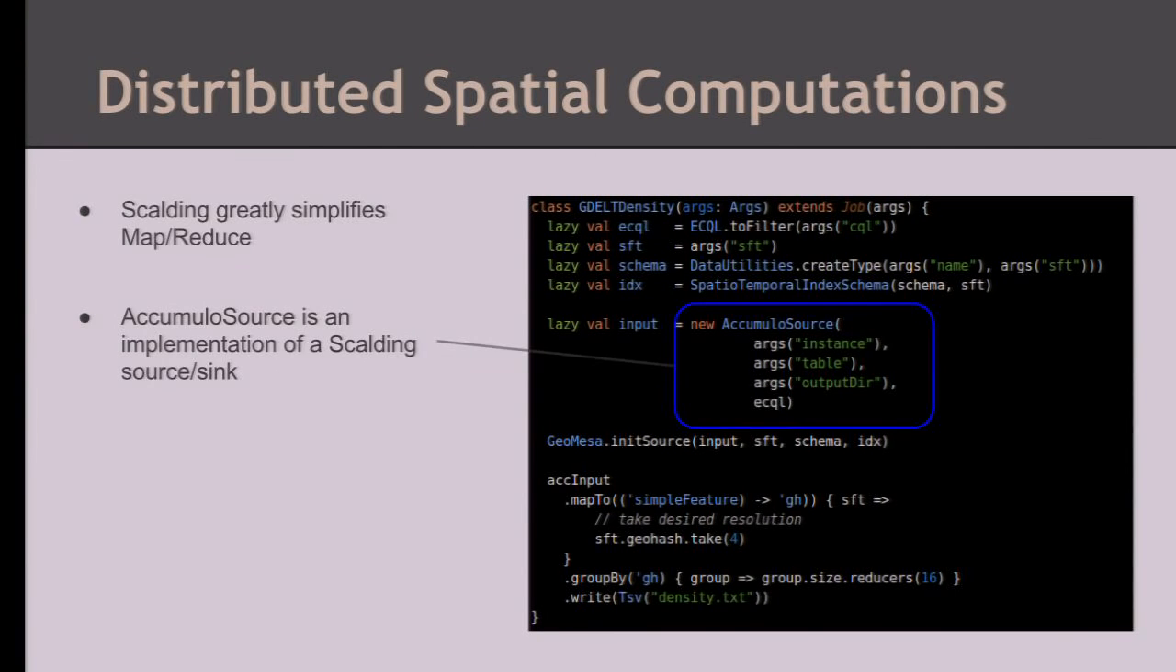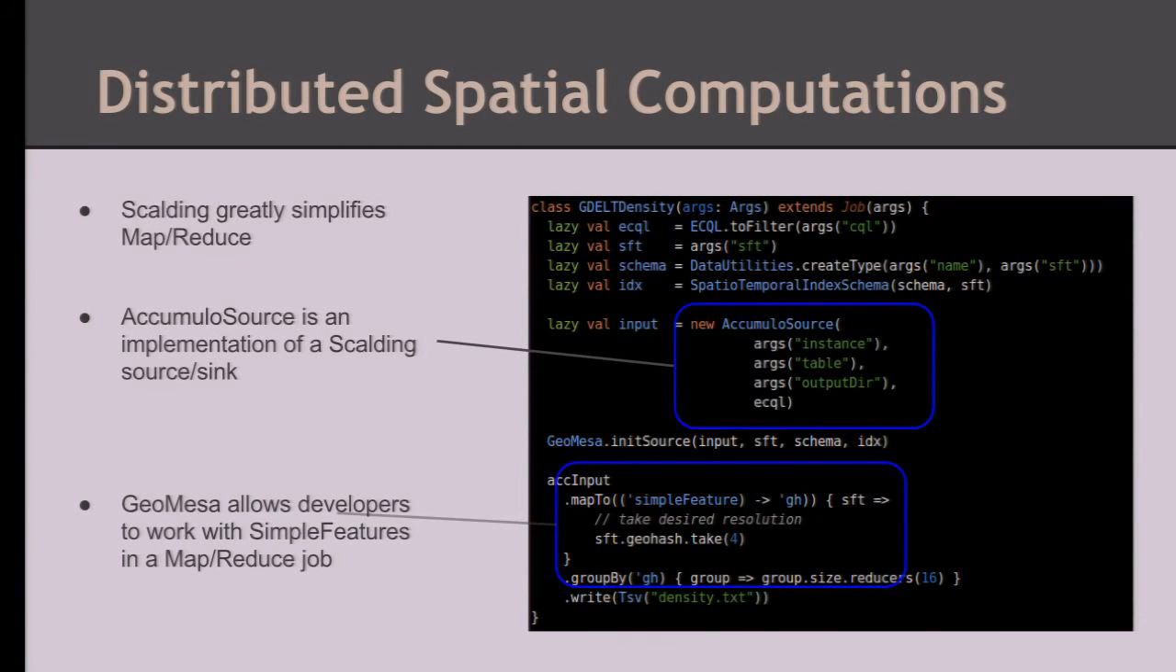What we've done is we've written the source and sink implementation for Scalding to connect Accumulo to the API. And we've also hooked that into GeoMesa so that developers who want to write parallelized spatial computations can work with a simple feature, which is the interface that GeoTools provides for dealing with this kind of data. So very simple.